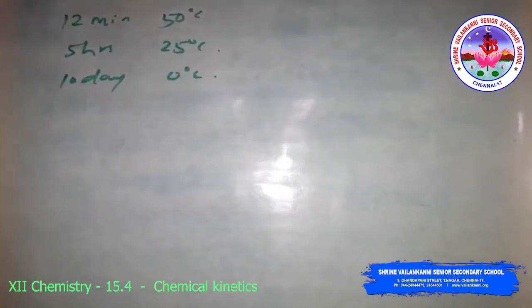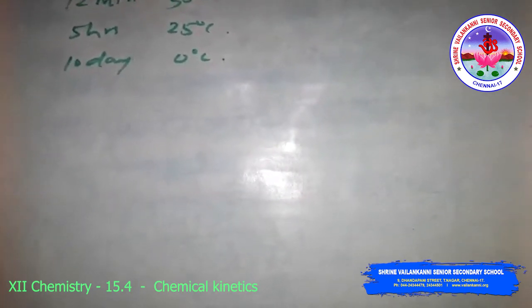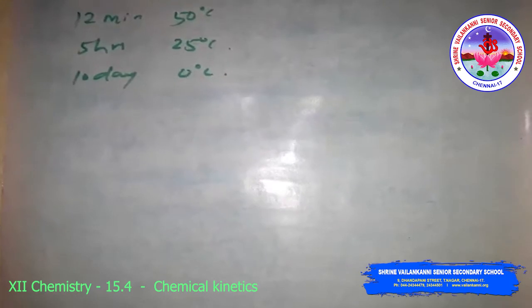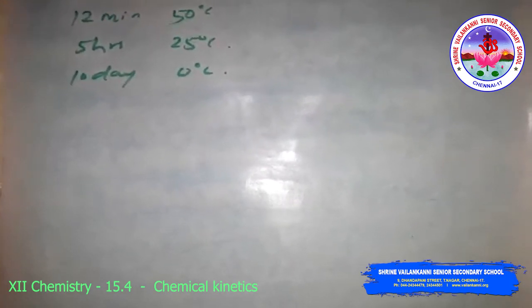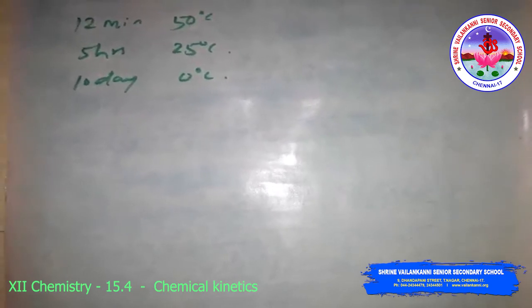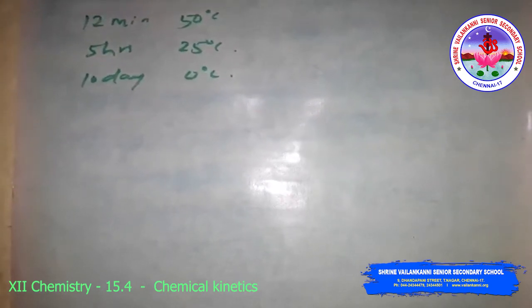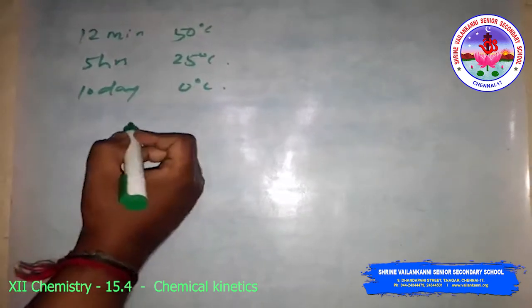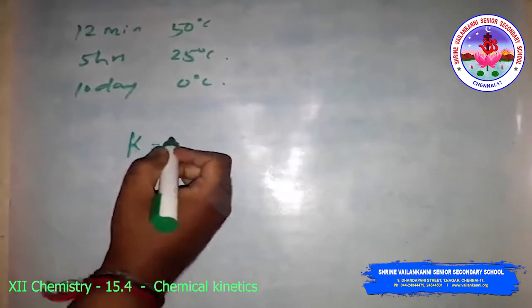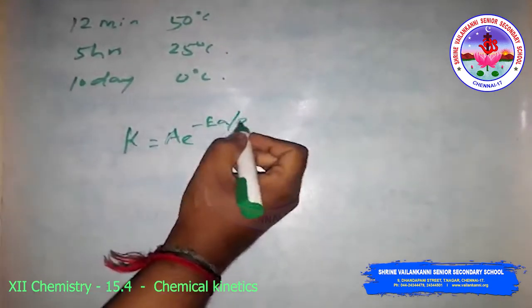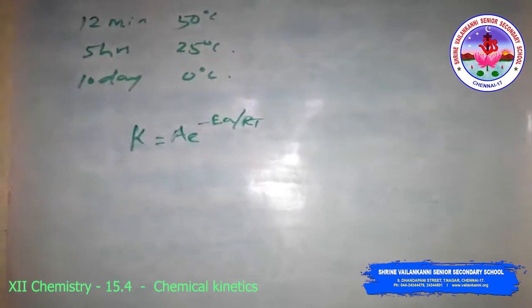It has been found that for a chemical reaction, with a rise in temperature by 10 degrees, the rate constant is nearly doubled. So the temperature dependence of the rate of a chemical reaction is accurately explained by the Arrhenius equation. The Arrhenius equation is k = A e^(-Ea/RT). So this is called the Arrhenius equation.